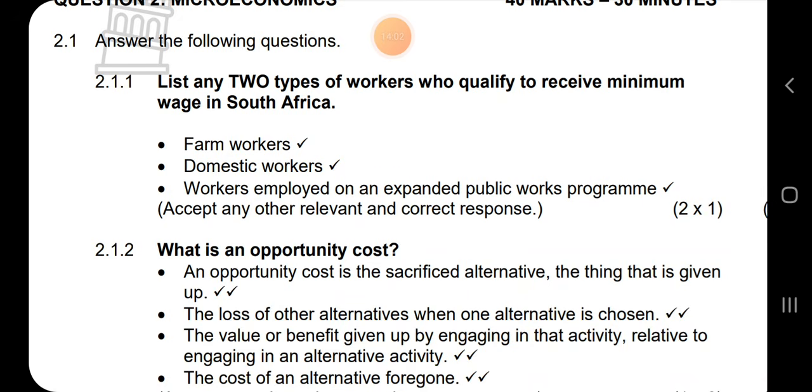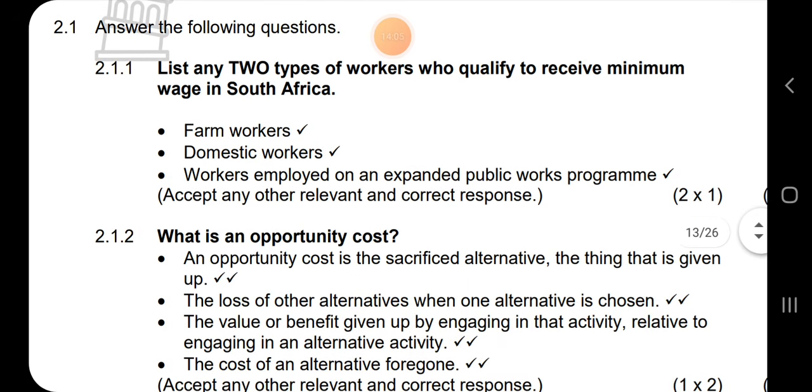So 2.1, answer the following questions, is macroeconomics. And then 2.1.1 says, list any 2 types of workers who qualify to receive minimum wage in South Africa. Who are those types of workers that qualify for minimum wage? We have farm workers, domestic workers, people who you pay according to what you have. So the South African law has stated that they should be given at least a minimum wage where they should start. Okay, so those are farm workers, domestic workers, workers employed on an expanded public works program or whatever.